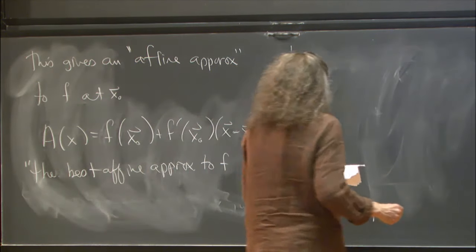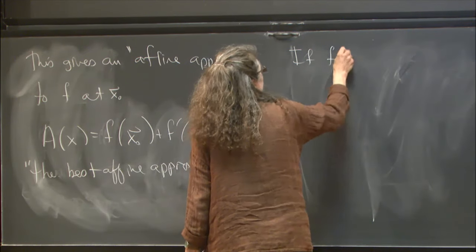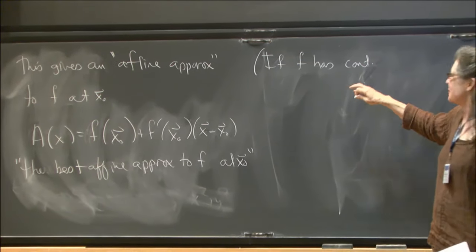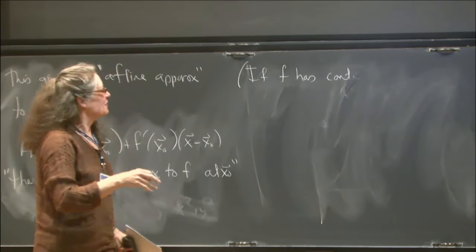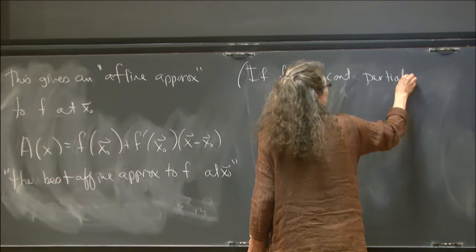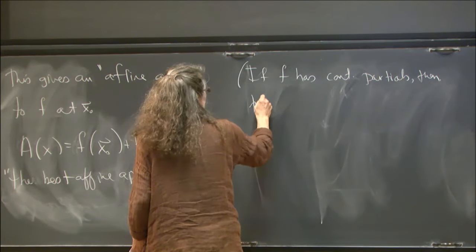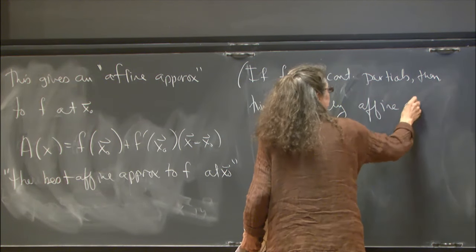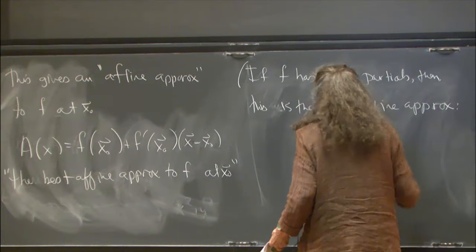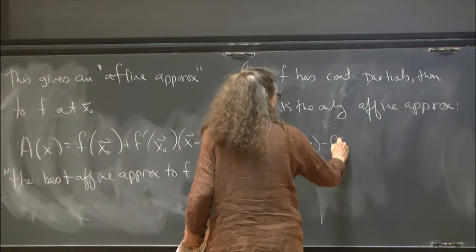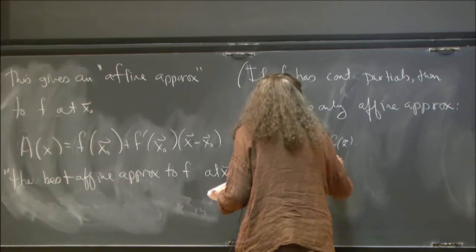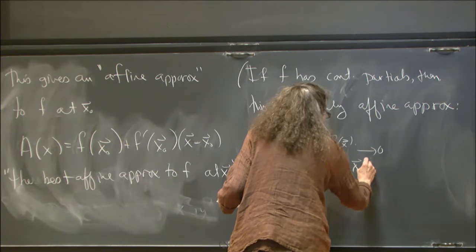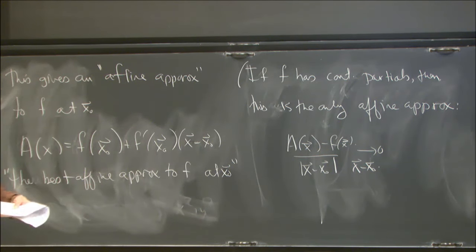And in fact, if f has continuous partials, this is the closest you're going to see to a proof in this series of lectures, and it's not a proof at all, but it's actually a clear statement. If f has continuous partials, then this is the best, this is the only affine approximation with the property that A of x minus f of x, divided by x minus x naught, goes to 0 in the limit as x goes to x naught. Okay, so it is in some good sense the best possible one.